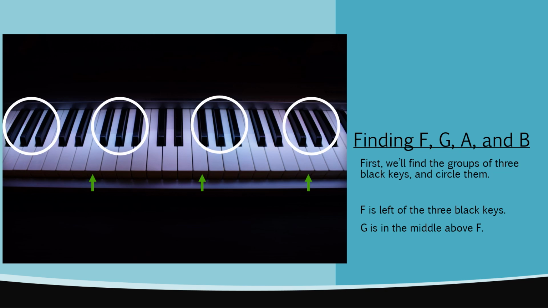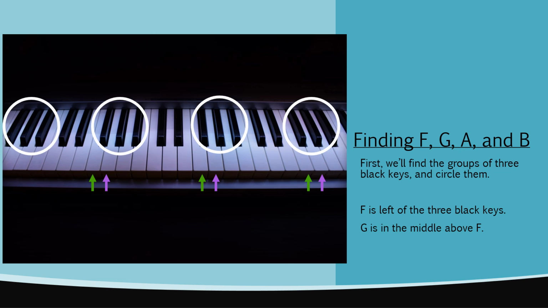G is right next to F. So G is in the middle, and it's right next to F. We're going to mark it with purple here. So there's our G. So G is right next to F, right above F. So if you're saying the alphabet, you would have F and then G.